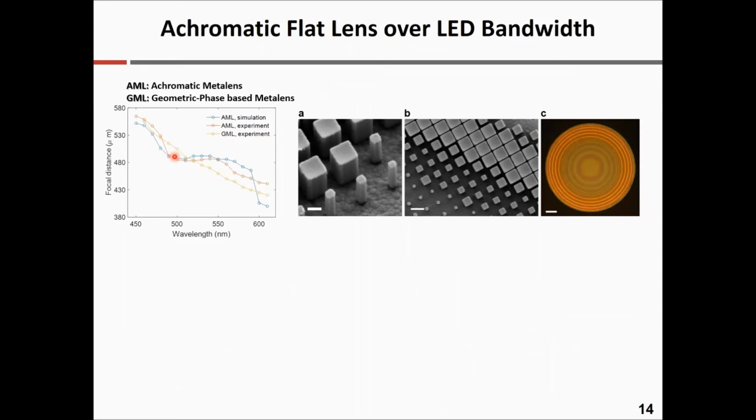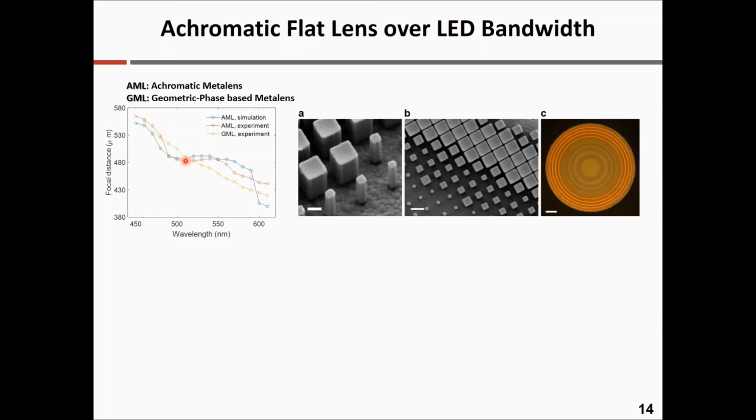So we design it to be achromatic for wavelengths from 490 to 550 nanometer, a 60 nanometer bandwidth, close to an LED bandwidth. We fabricated it using the same fabrication process that I mentioned earlier. We define a fractional focal length change, which is the maximum focal length minus the minimum focal length over the average focal length, and the value for the simulation is 1.2%. So the focal length doesn't change too much over the bandwidth.